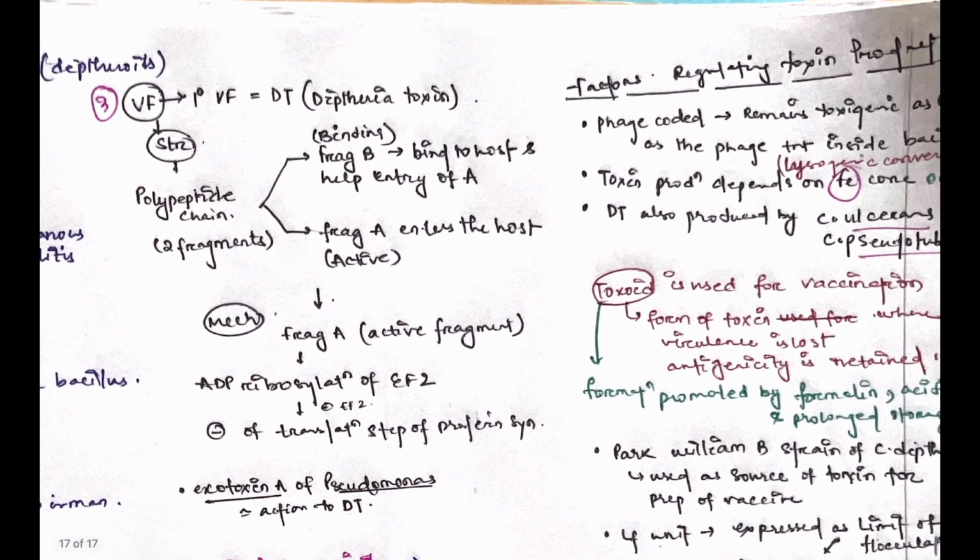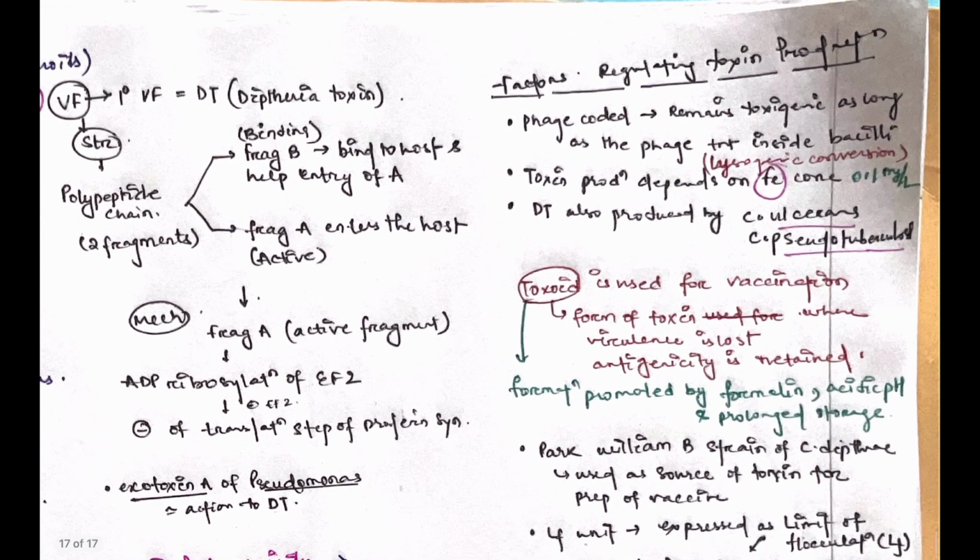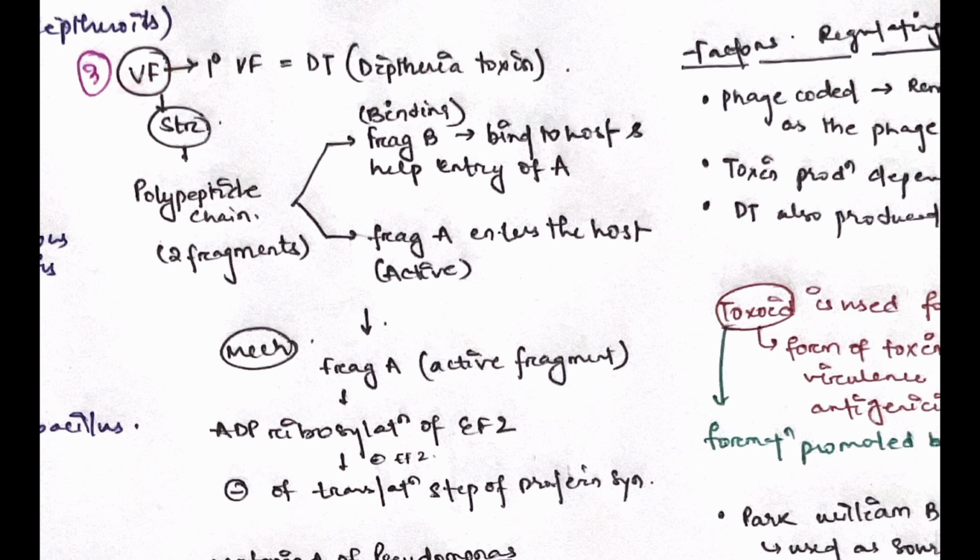Next is virulence factor. The primary virulence factor of Corynebacterium diphtheriae is diphtheria toxin, DT. Now we will see the structure of this diphtheria toxin. It is a polypeptide chain which has two fragments, A and B. A is the active fragment and B is the binding one. B binds to the host receptor and helps the entry of A into the cell.